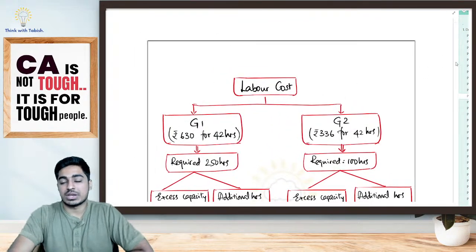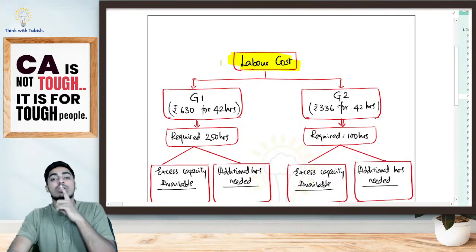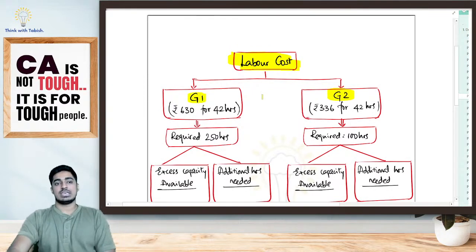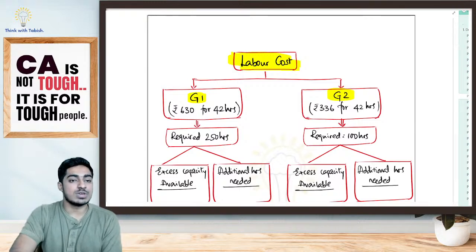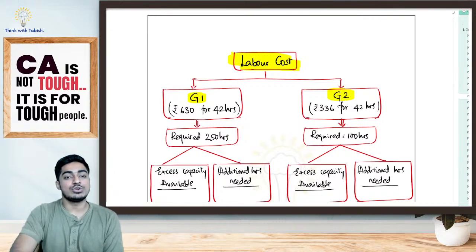Yes. With respect to relevant cost, with respect to labor, we are calculating the relevant cost. Which grade employees are required? Grade 1 employees, grade 2 employees. For grade 1 employees, how much are we paying, students? What is the question telling? We are paying grade 1 employees 630 rupees for 42 hours.